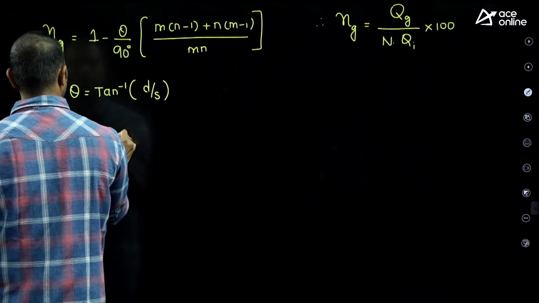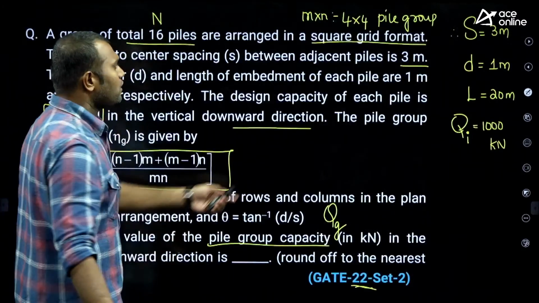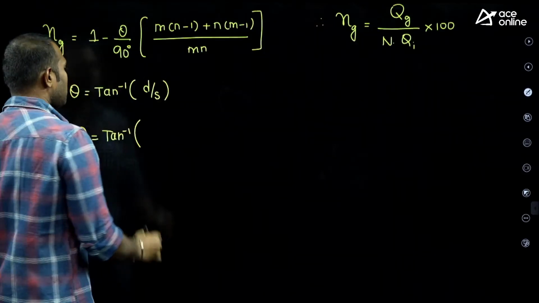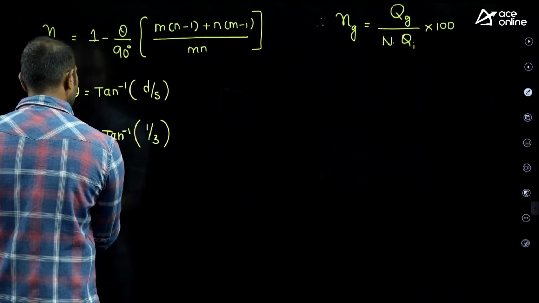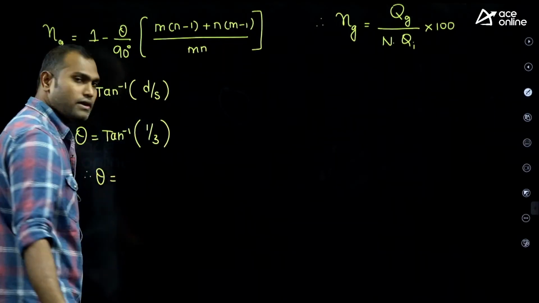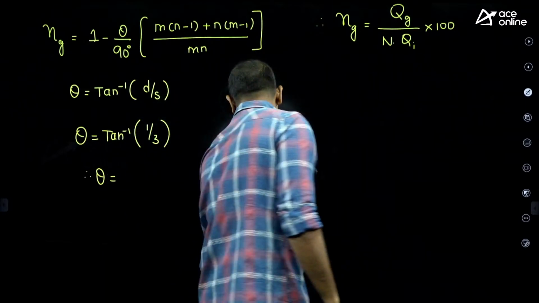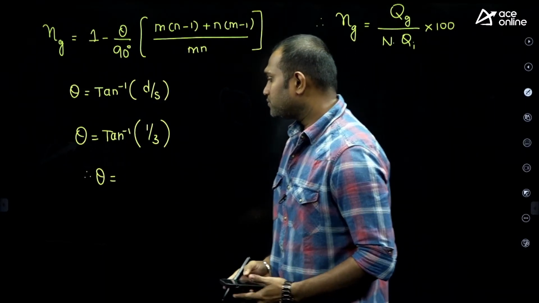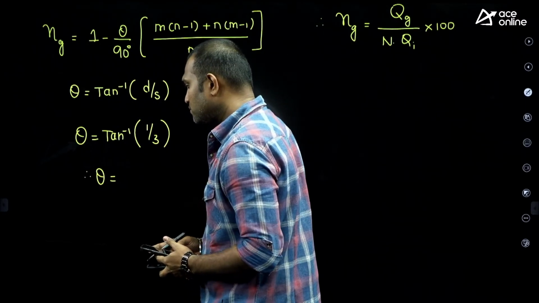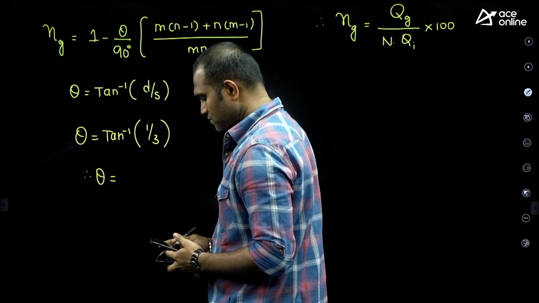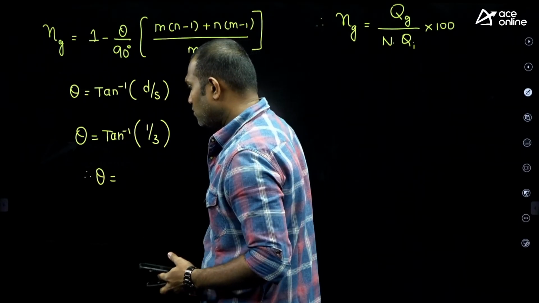And what is this theta? The tan inverse of d, whose value is 1, and s is 3 meters, so 1 by 3. So the theta value, what is the theta value? Come on, tell me. What is the theta value?